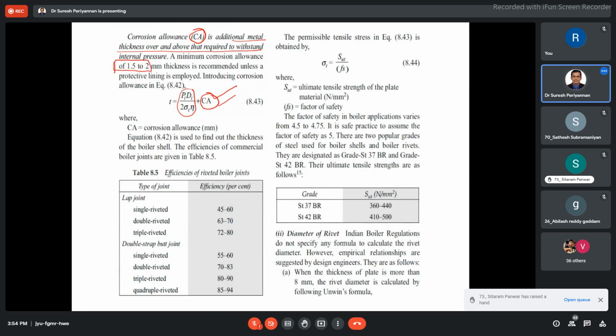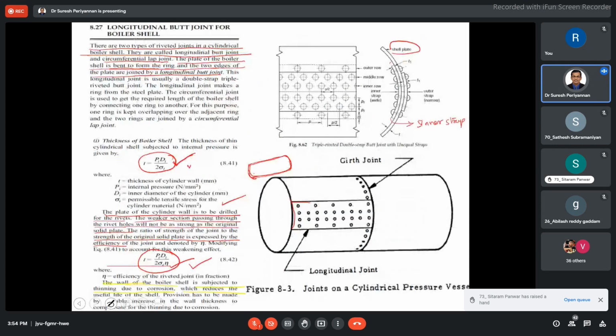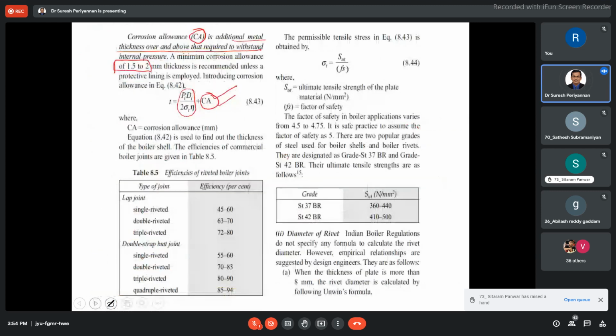Now you come to this. We already discussed how we define the thickness of the plate with respect to efficiency, comparing with a solid plate and with a drilled plate. In this case, this is the efficiency already given for when we are using a lap joint, single riveted. Okay, 1 minute.